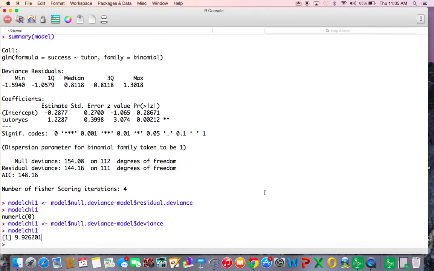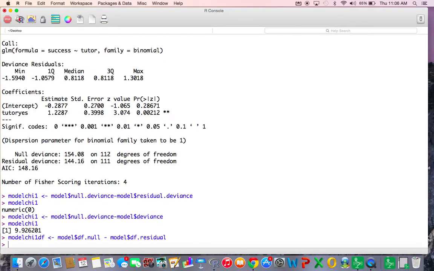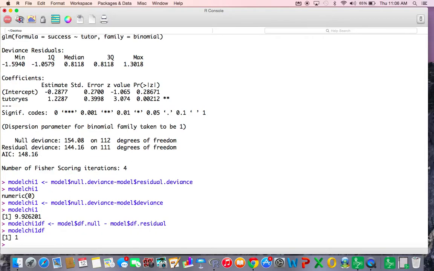But as we know, test statistics are relative to the underlying sampling distribution that models this, and it turns out, again, it's the chi-square. But now we need to come up with our degrees of freedom. So I'm going to call this model chi1 df, and I'm going to go model$df.null minus model$df.residual. This should subtract our degrees of freedom, which you might say, well, Darby, why didn't you just subtract 112 minus 111? Because I'm not necessarily working this problem for this problem, I'm working this problem for future stuff.